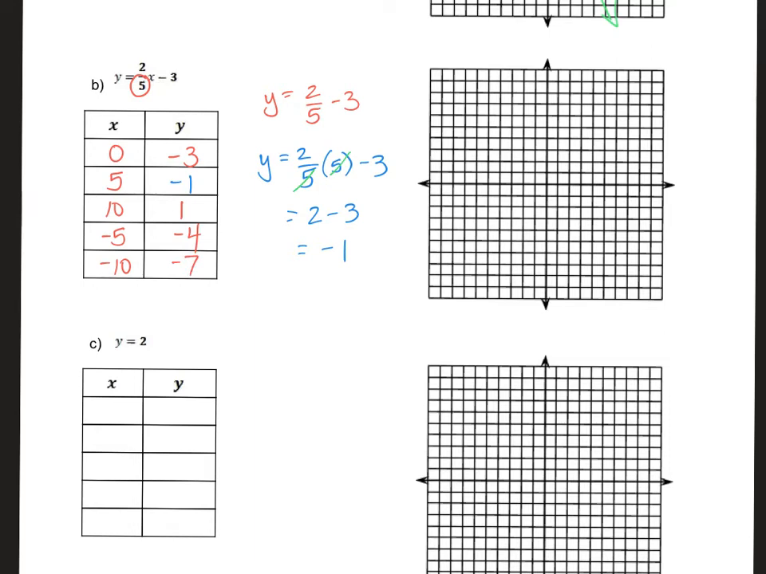Time to plot and connect. So I can plot my point at 0, -3, at 1, 2, 3, 4, 5, and -1. Plot my point at 10 and 1. I can already start to see my shape coming along. Therefore, -5, -4 is starting to confirm that. And -10, -7 throws me out of whack a little bit.